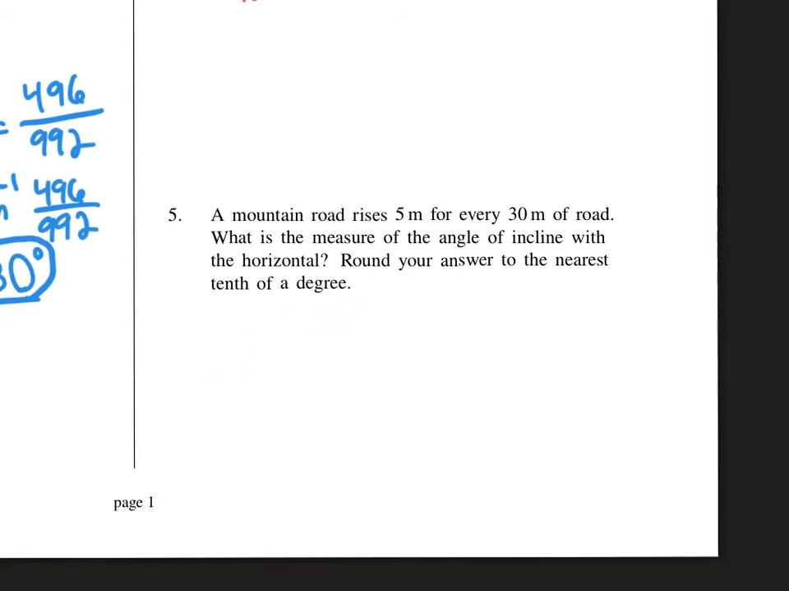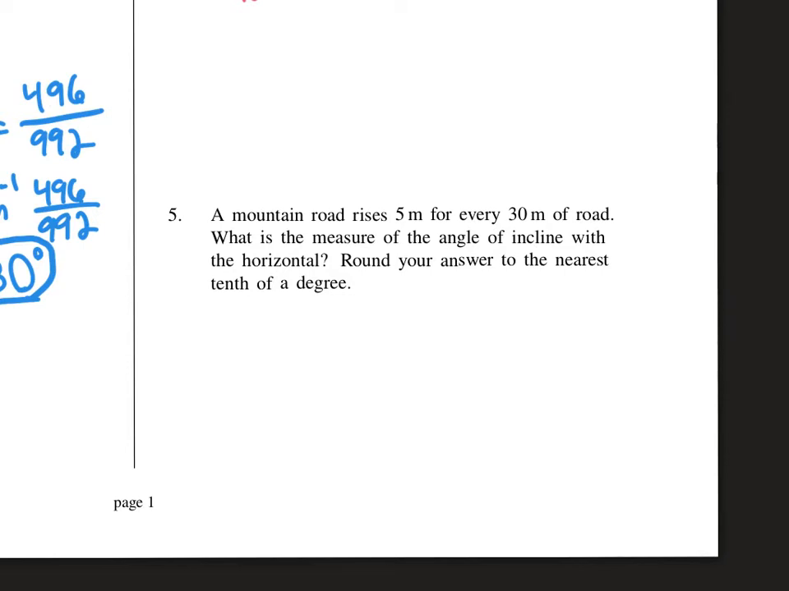Number 5. A mountain road rises 5 meters for every 30 meters of road. It's very interesting because I've noticed in a lot of shops this is how they give slopes. They go, it raises 4 inches for every foot or something like that. And so I'm glad they asked the question this way. So a mountain road rises 5 meters for every 30 meters of road. What is the measure of the angle of incline with the horizontal? Round your answer to the nearest tenth of a degree.